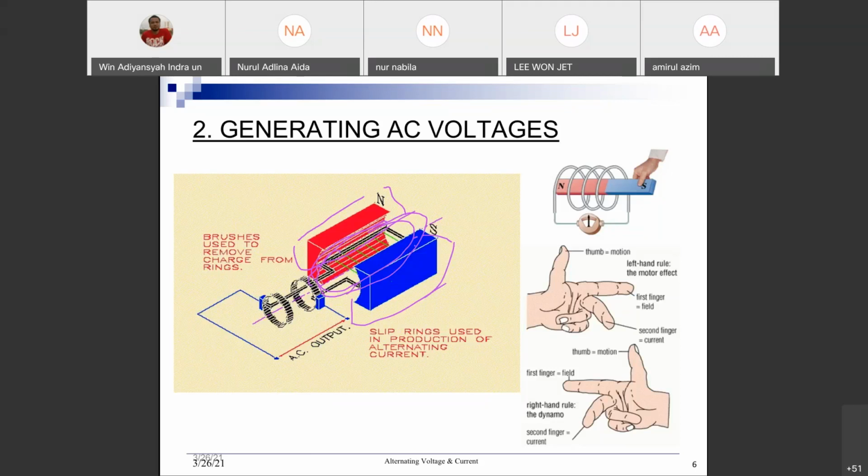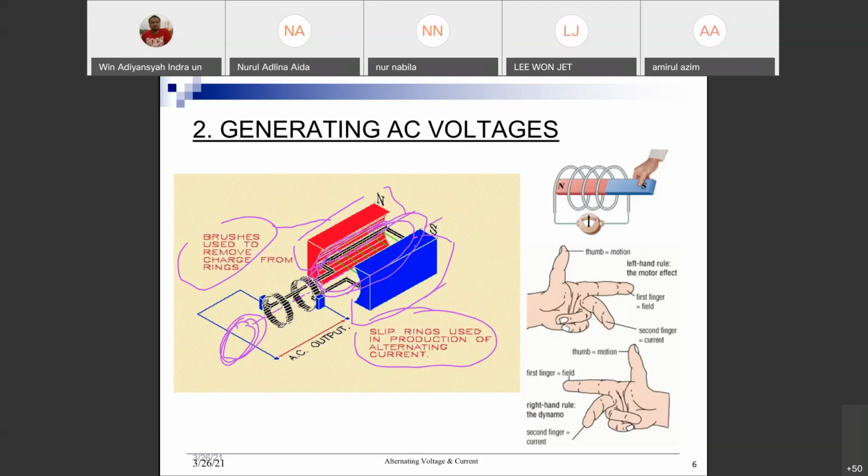Okay. So there's a load. This is the output, this is the load. The load can be a resistor, a lamp, and so on. So the load is connected across the coil with the help of brushes and the slip ring.